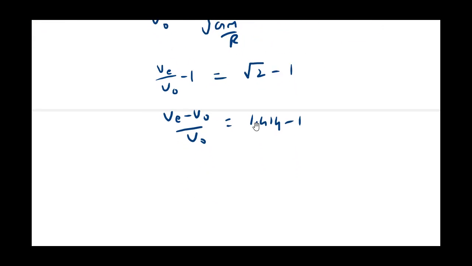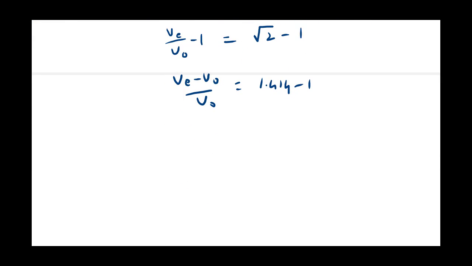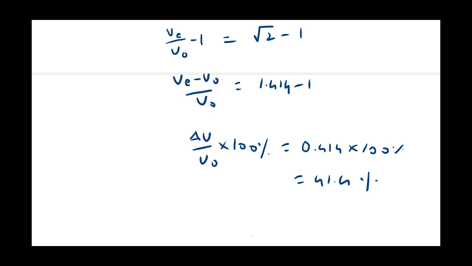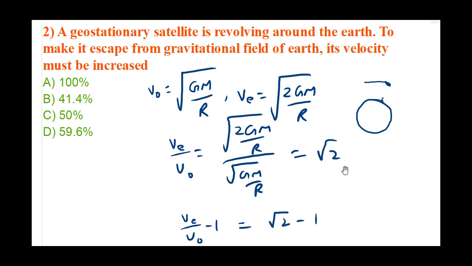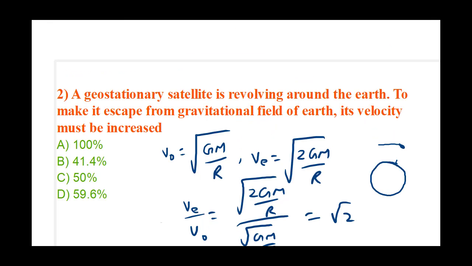Now how to find the percentage? In order to find the percentage, this is delta v upon v0. If we multiply this, ve minus v0 is delta v, the difference in the velocity, into 100%. So this comes out to be 0.414 into 100, because we need to find the percentage, therefore we are multiplying by 100 on both sides. So this comes out to be 41.4%. So this much amount of velocity must be increased. So here B is the answer, 41.4%.